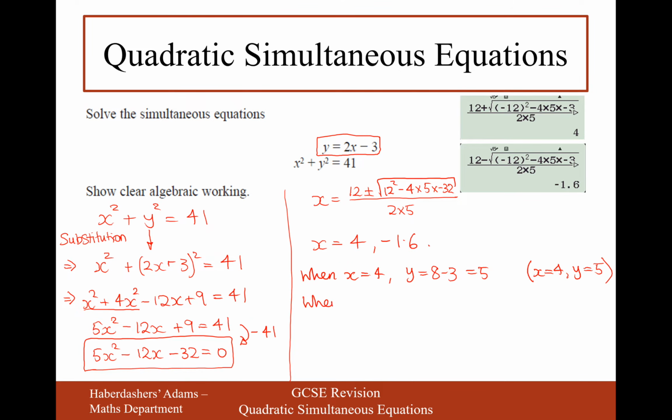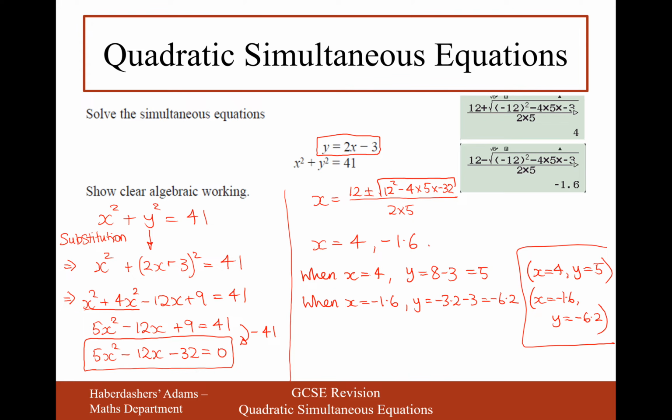And then the other solution is when x equals minus 1.6, y is going to equal, well, 2 times minus 1.6 is minus 3.2, and then you've got to take away another 3, so that would be minus 6.2. So the other solution is x equals minus 1.6, y equals minus 6.2. And there we are. These here are our solutions to this quadratic simultaneous equation.